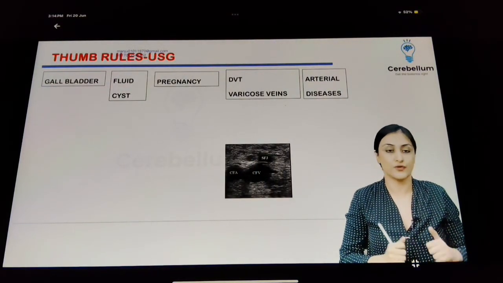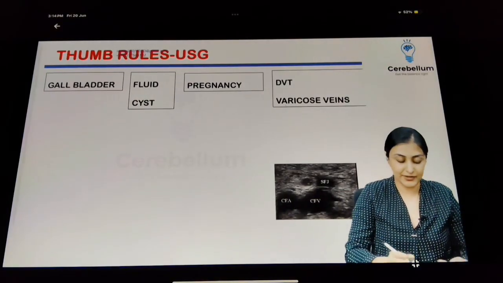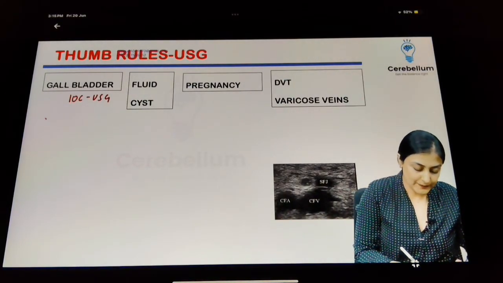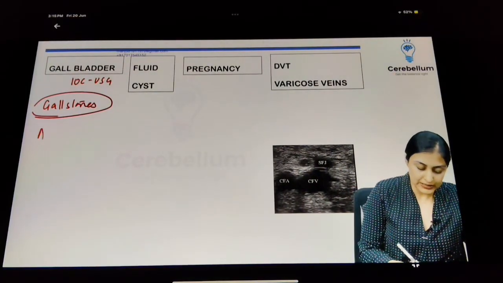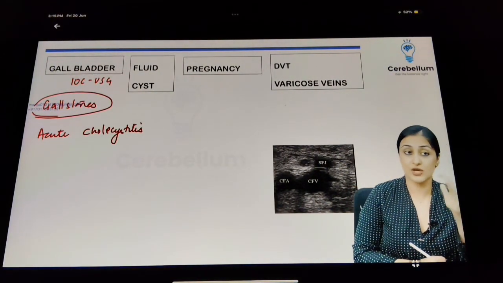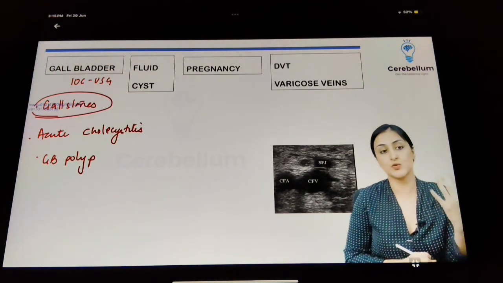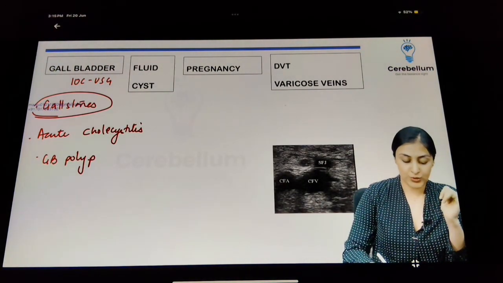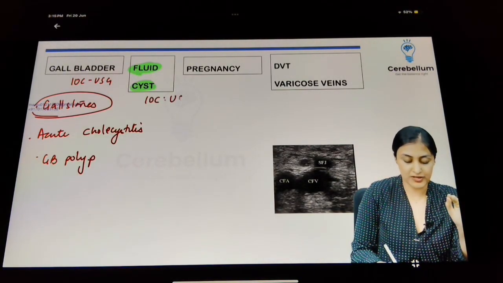Now let's talk about the thumb rules for ultrasound. As we saw, gallbladder stones, or for that matter, anything in the gallbladder, remember investigation of choice is ultrasound. So when they ask you gallstones, this is the only exception where CT will not help. It's ultrasound. When we talk about acute cholecystitis, inflammation of gallbladder, again ultrasound is my best investigation. When we talk about a GB polyp, anything gallbladder, we will diagnose it with the help of ultrasound.